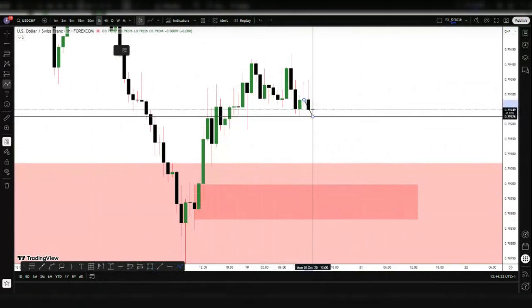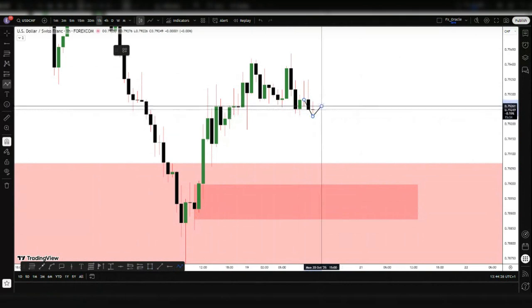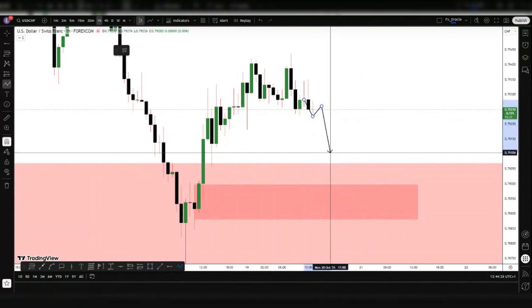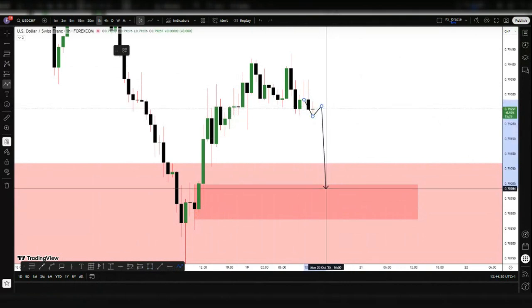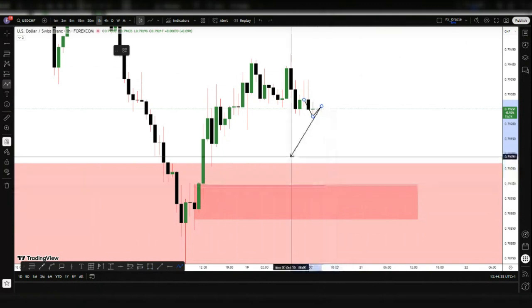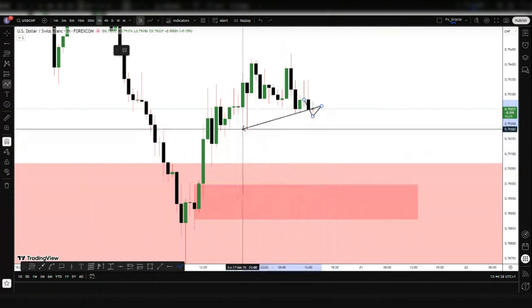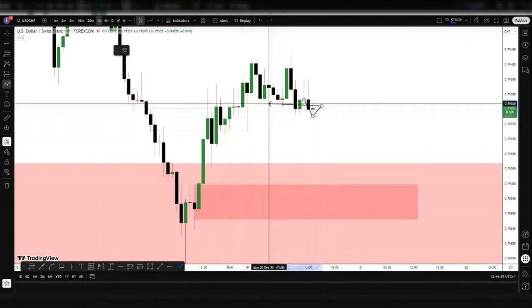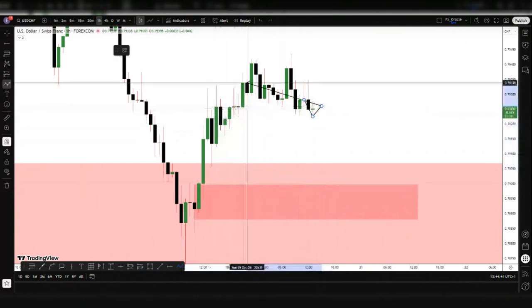Already, I think it's doing a pullback. Maybe drop down to this area, or sometimes it might not even reach this point, because the major thing is the liquidity. If it takes out this low here, it takes out this low, because already it has given us a high, low, high, low.